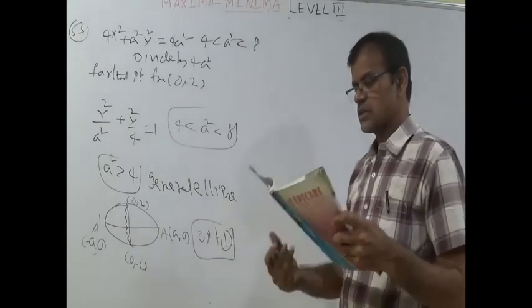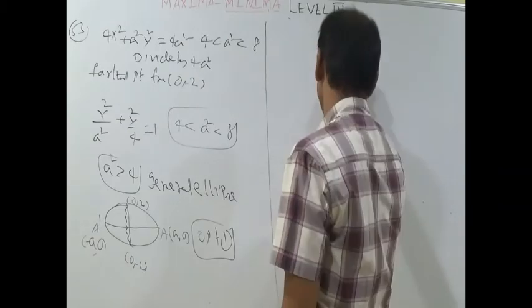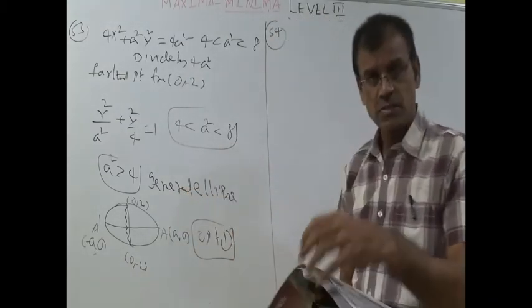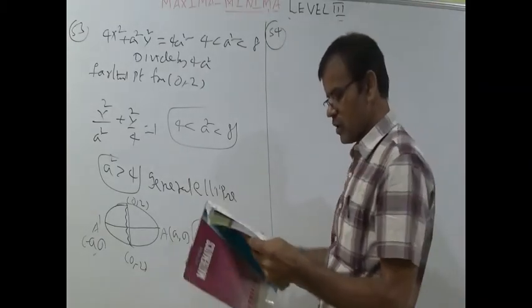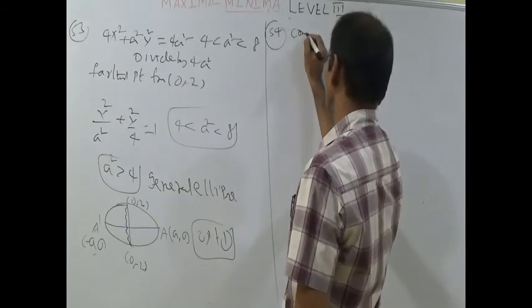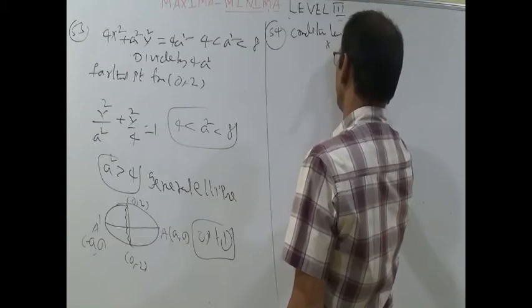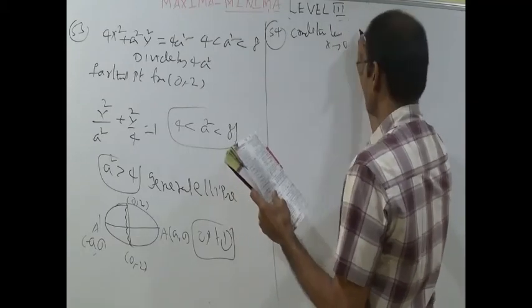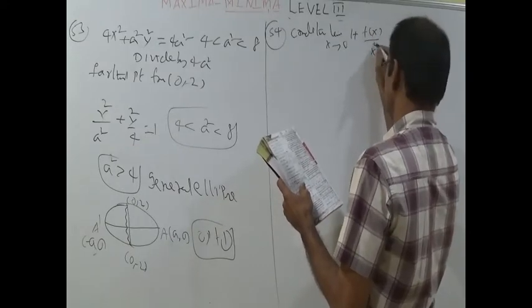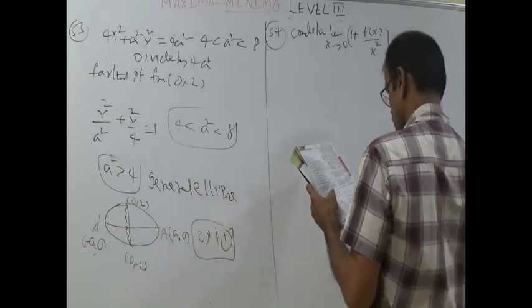Now let us discuss the 54th question. Let f of x be a polynomial of degree 4 having extreme values at x equal to 1. First, let us discuss the condition: limit x tends to 0 of (1 plus f of x by x square) equal to 3.